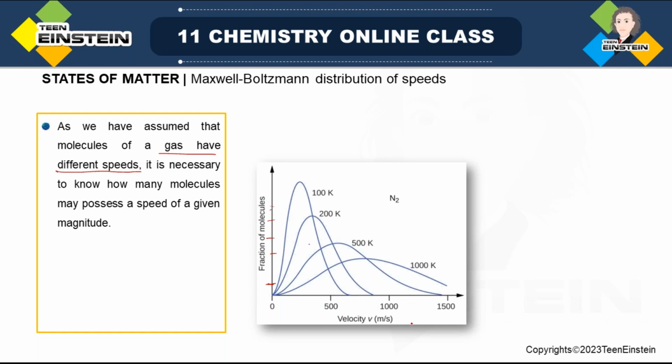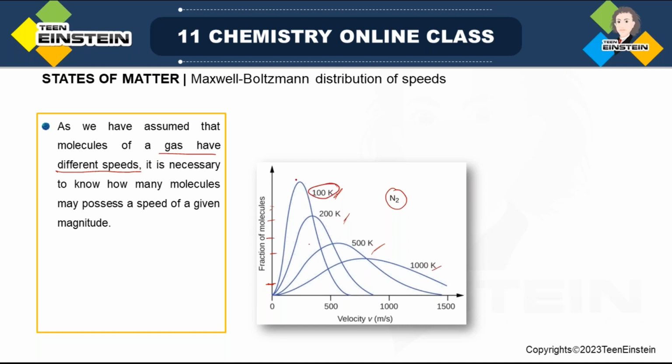Now here you can see a total of 4 lines, right? This is for the nitrogen molecule. So 4 lines. What is the difference between these 4 lines? This is 100 Kelvin, 200, 500, 1000. That means gradually you are increasing the temperature. Now when you are increasing the temperature, what change are you seeing? First look at the graph which is for 100 Kelvin.